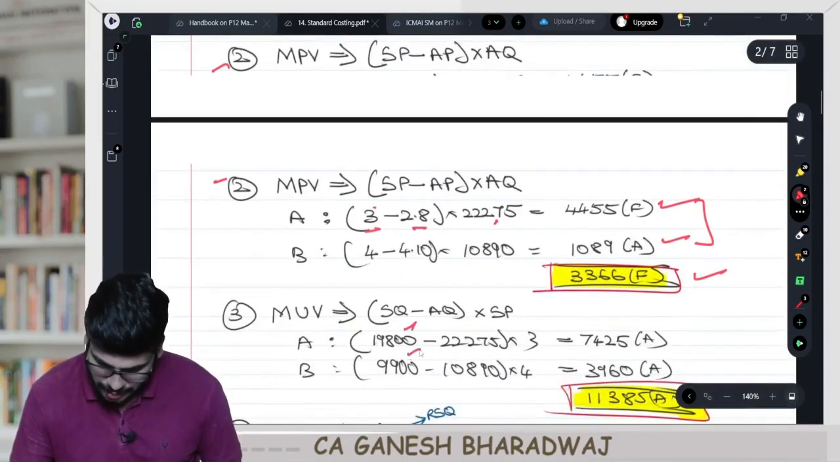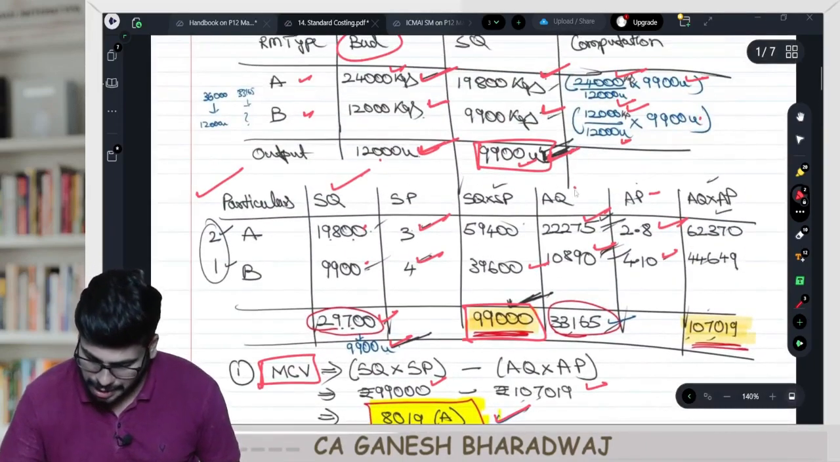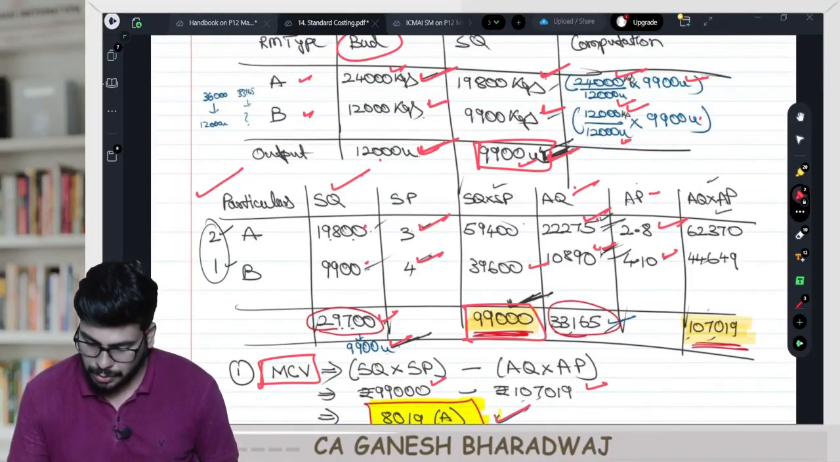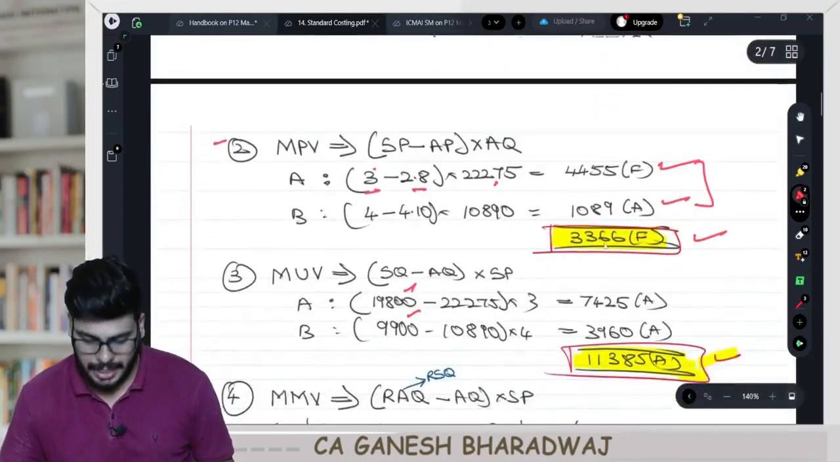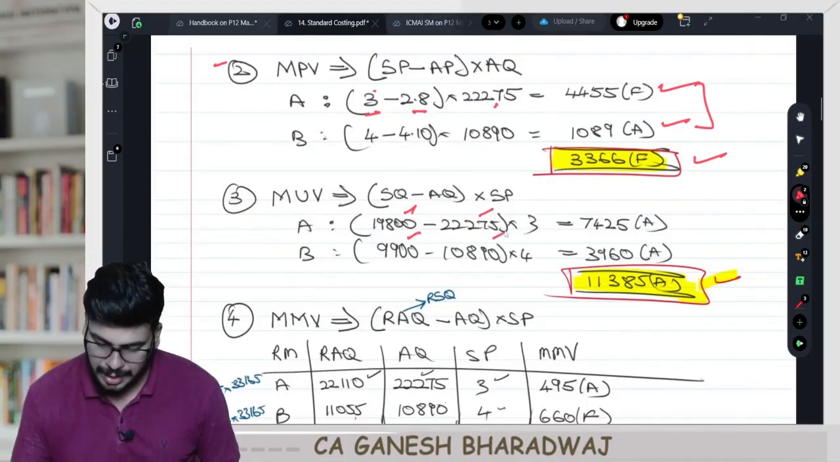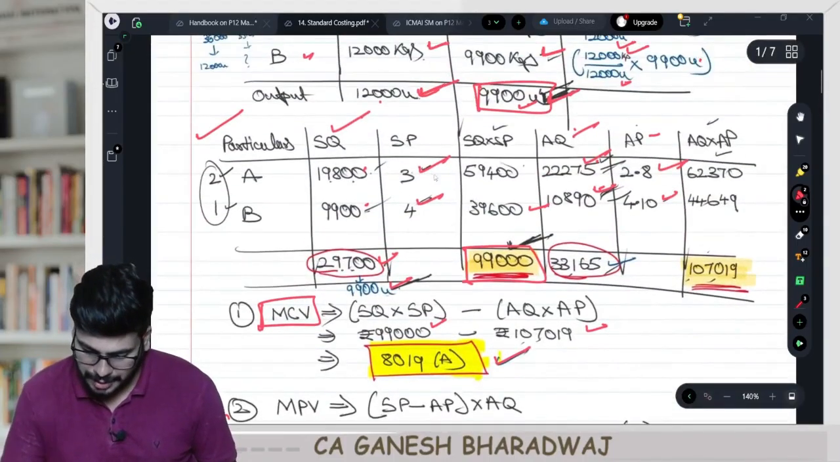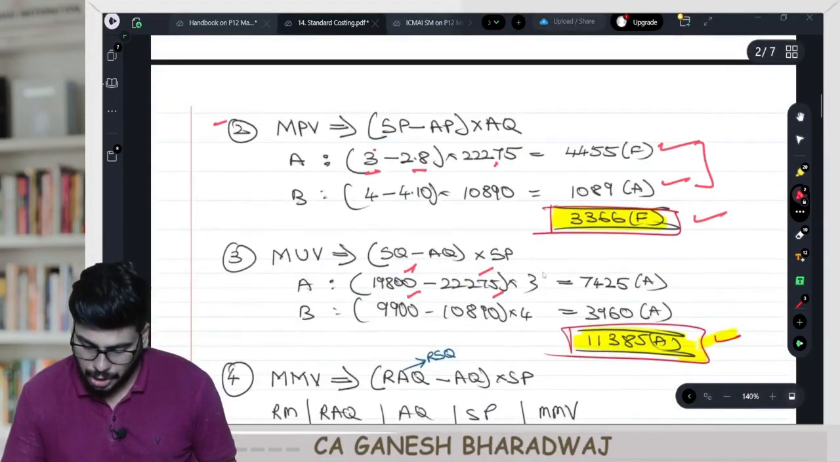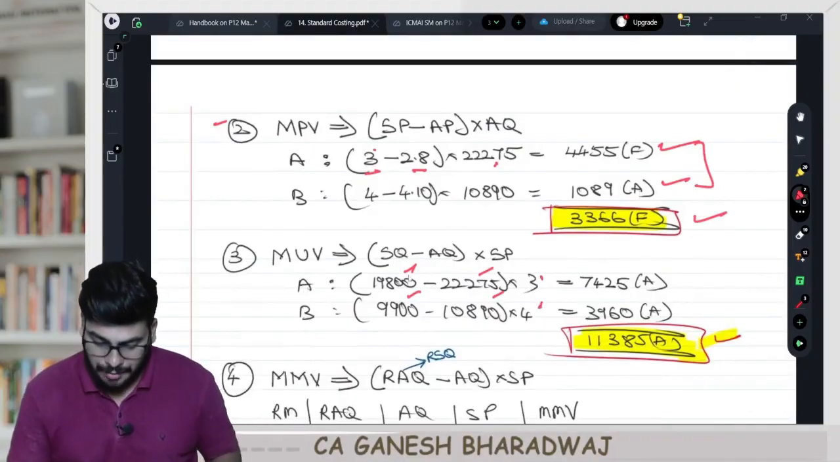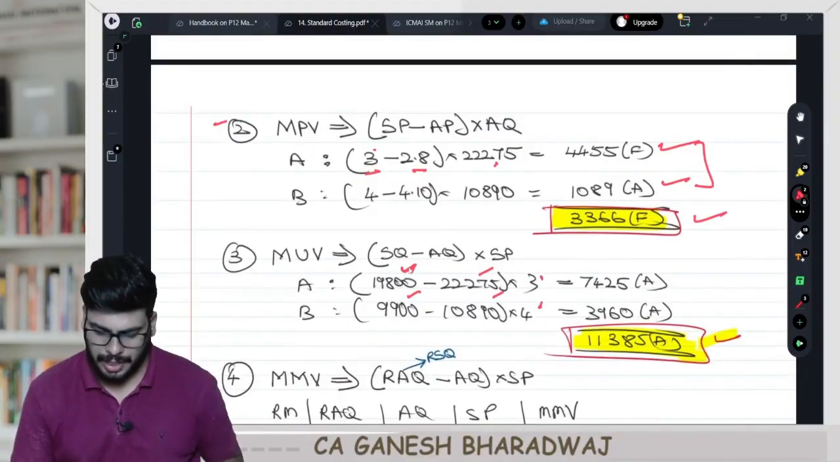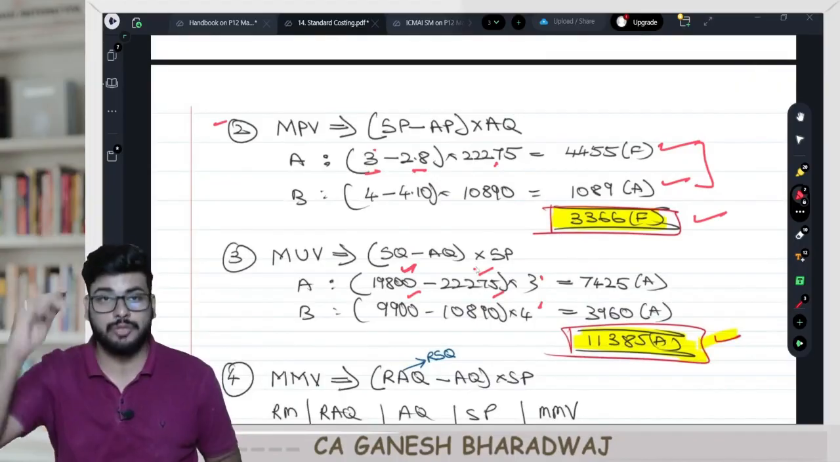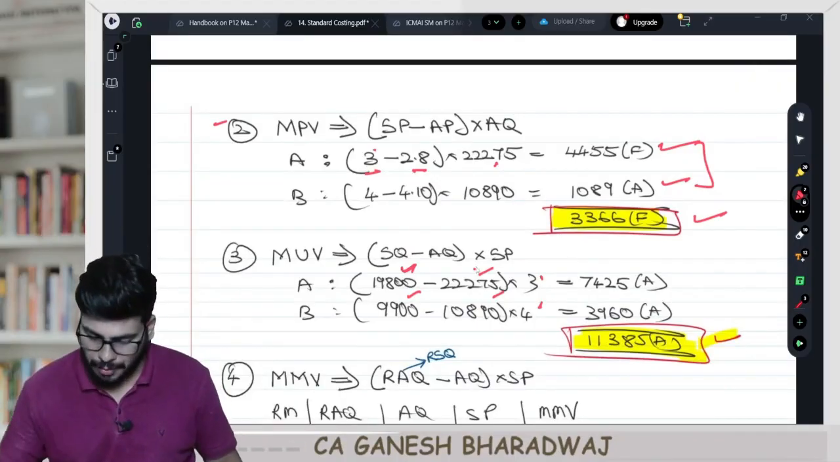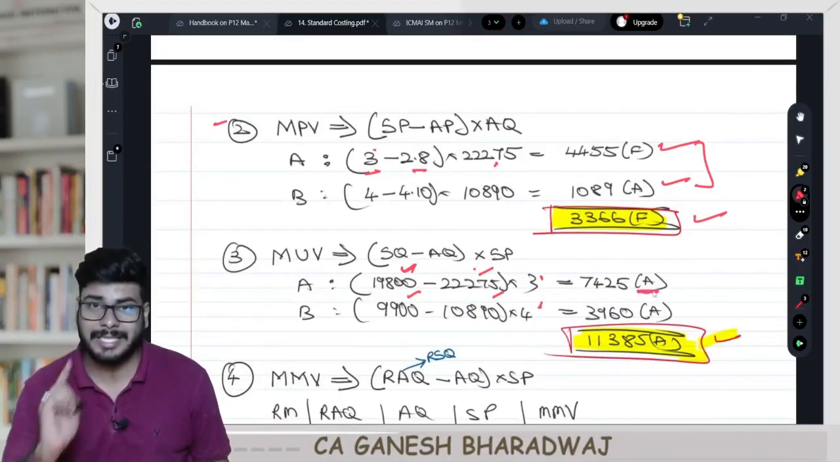So 19,800, 9,900. Actual quantity, you can pick it up from here: 22,275 and 10,890. So 22,275 and 10,890 into standard price is going to be 3 and 4 respectively. You can just get these figures. Now for raw material A, he should have consumed 19,800. He's consumed 22,275. Clearly, it's an adverse variance. You multiply, you get the figure and put it as an adverse variance.